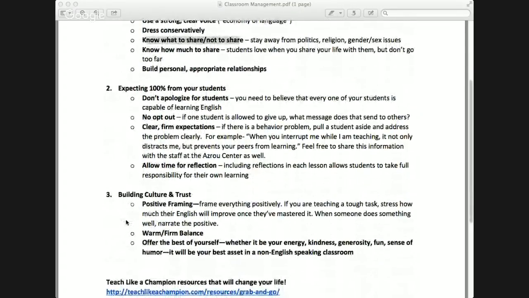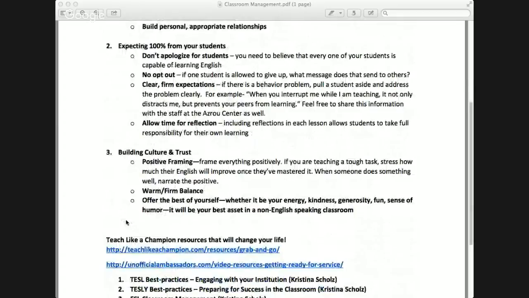Okay, second step to building that positive classroom culture: expecting 100% from your students. This is huge and so important. Not all of your students are going to be at the same level, but that doesn't mean you make excuses for students that are struggling. Believe that every one of your students is capable of learning English, and don't make exceptions.